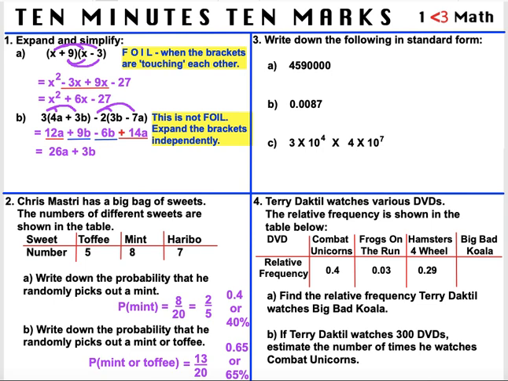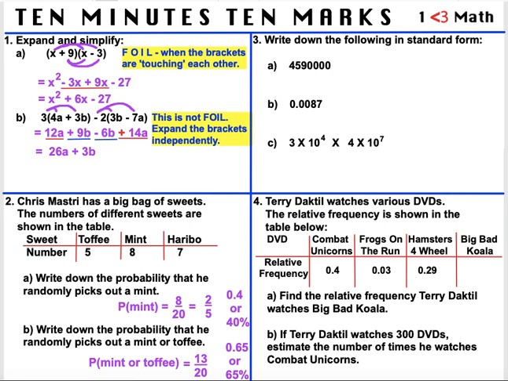It's probably best in these situations to stick to the fractions because it's easy to find your denominator by adding the total together and taking the numerator as the possibilities, the events that you are being asked to identify. In this case, a mint or a toffee, and in part A, the probability of a mint.